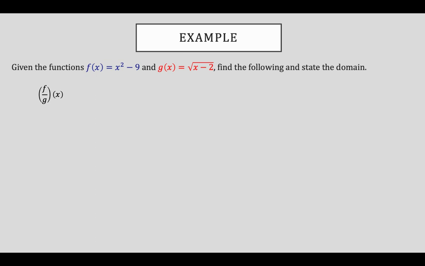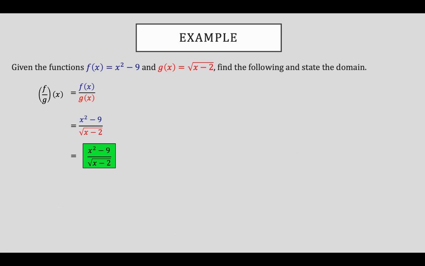All right, same functions. Now let's just flip it. f divided by g of x. That's f of x divided by g of x: x squared minus 9 divided by the square root of x minus 2. Again, no algebra to simplify there. That's just our final answer. There is our quotient f of x divided by g of x.